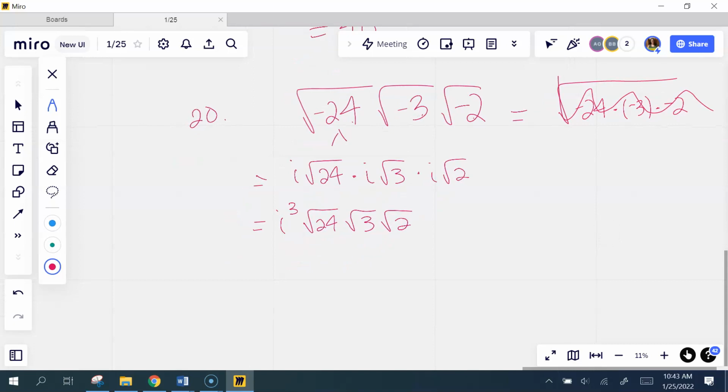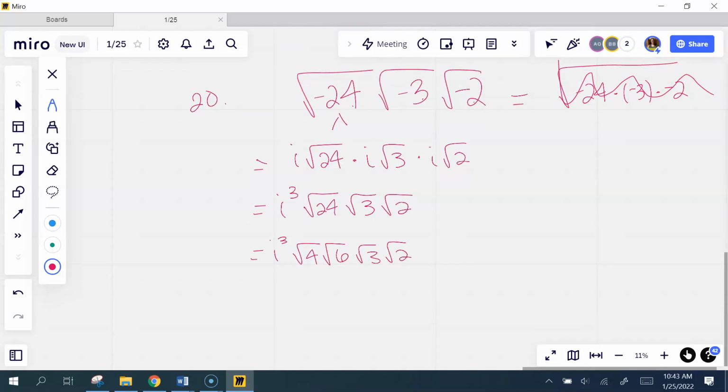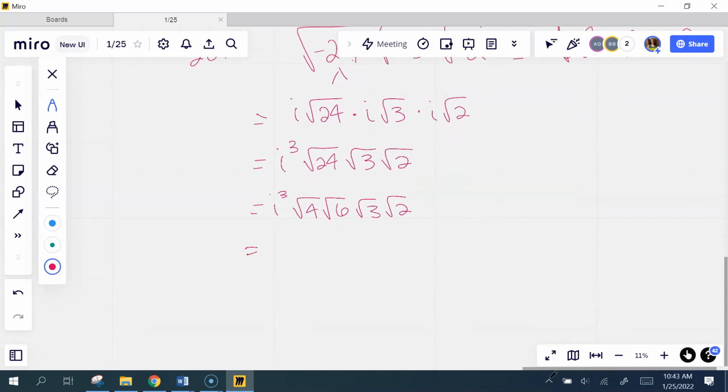And then somebody said break 24 apart. 6 and 4. I've got i to the third. I've got 4, I've got 6, 3, and 2. Square root of 4 is 2, so now I have 2i cubed, square root of 6, square root of 3, square root of 2. What should I do now? What is it? Anybody? What's i to the third?